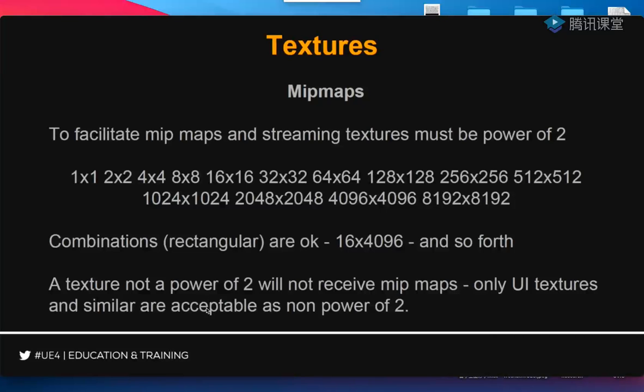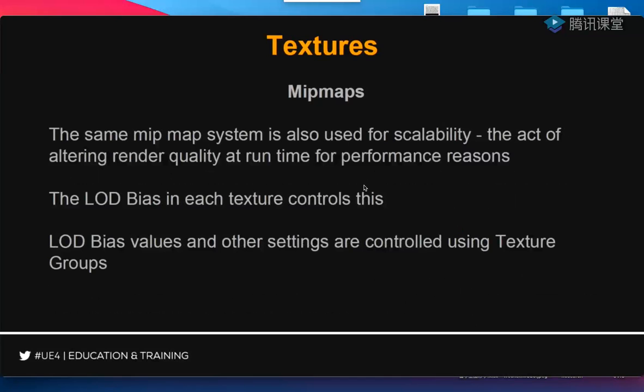And we can accept non power of 2 textures. So this is the key. I mean, you might read a lot of tutorials saying that power of 2 is a must for the texture. No, it's not. And yeah, we will see how the MIP map works and how we generate it.